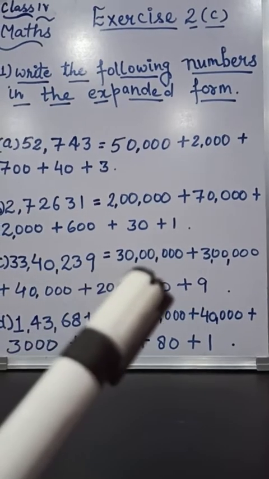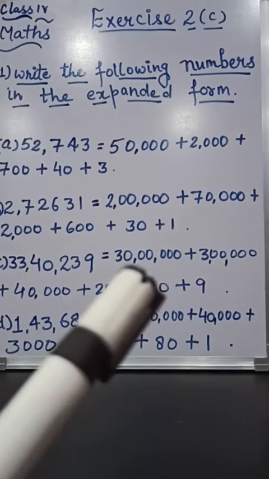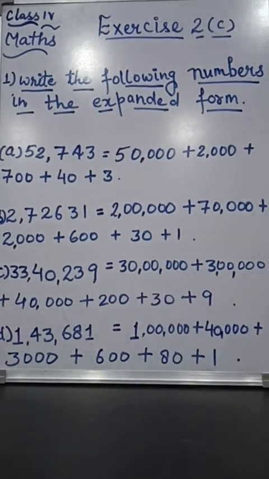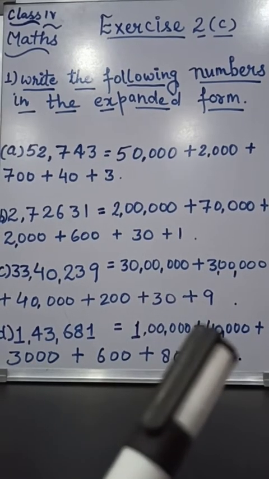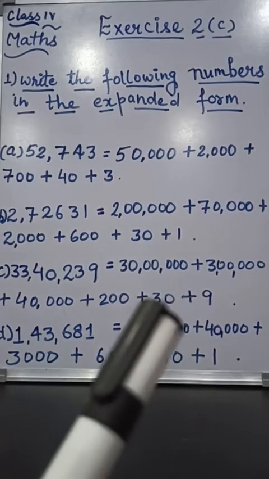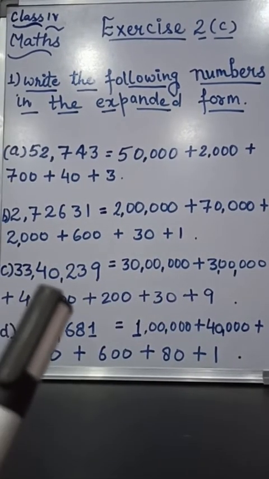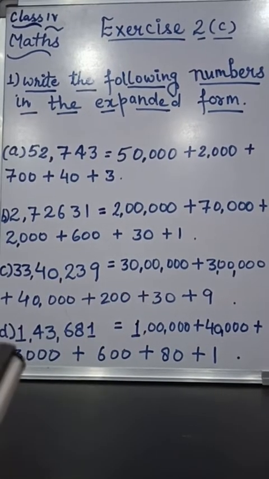33,40,239. Now let's see the expanded forms. Expanded form is 30 lakh plus 3 lakh plus 40,000 plus 200 plus 30 plus 9. So this is the expanded form of 33,40,239.